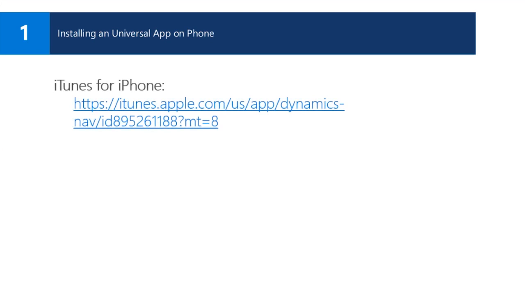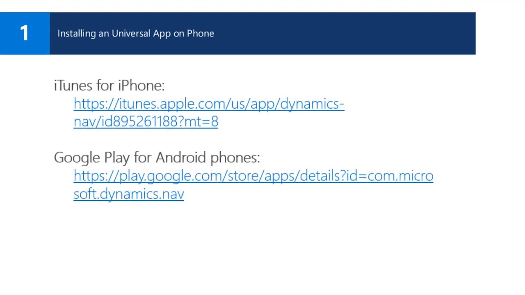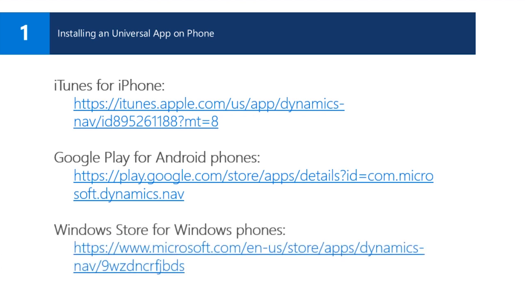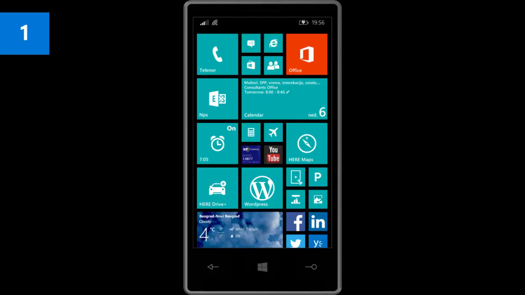The first step is to download the Microsoft Dynamics NAV Universal app, and you can do it from one of the following places: from iTunes for iPhone, from Google Play for Android phones, and from the Windows Store for Windows phones. Now, I'll show you how to download the Universal app on Windows Phone. When you want to download and install the Universal app, you just need to run Store.